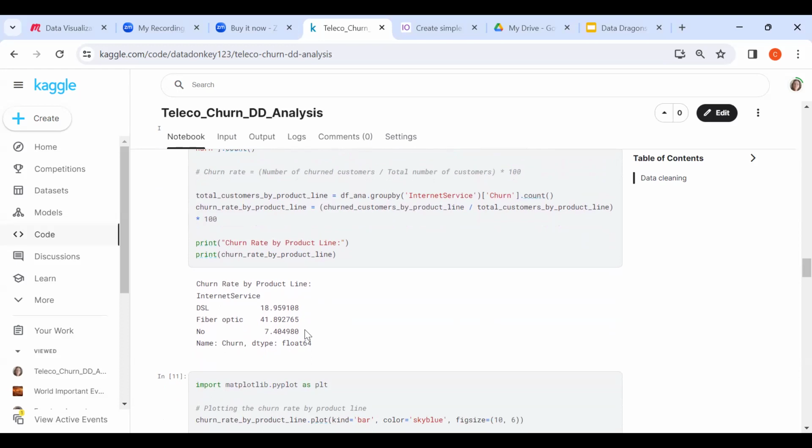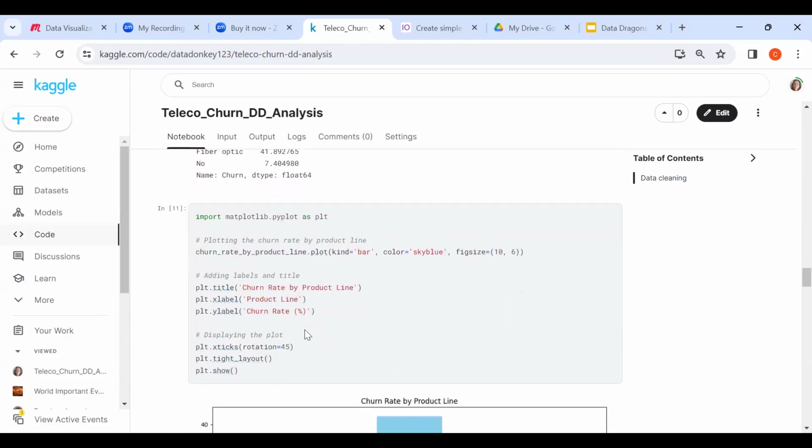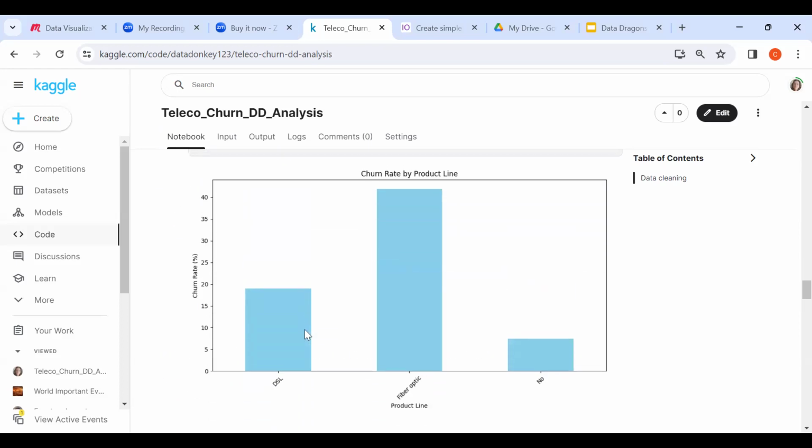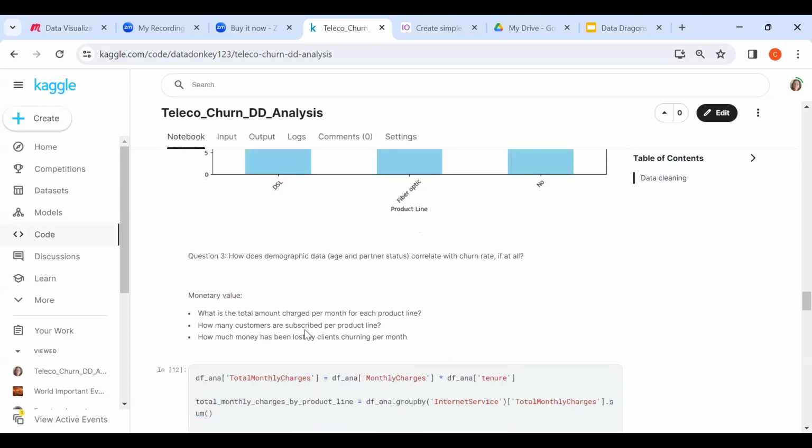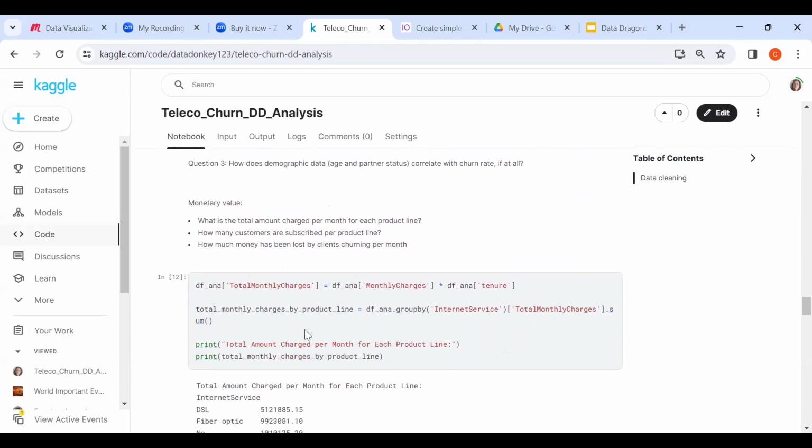I was really curious about why the fiber was problematic. And then we have this little graph to visualize that. That's just created in a normal way via matplotlib. Okay, and then, how does demographic data, so age and partner status, correlate with churn rate, if at all?